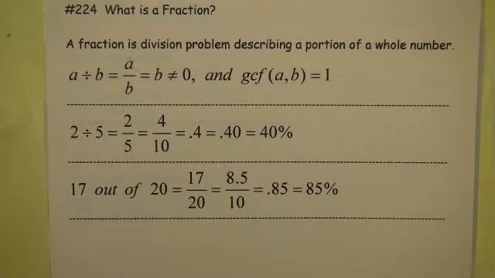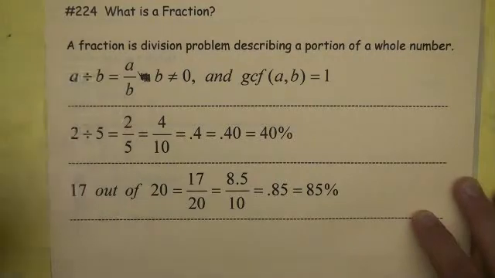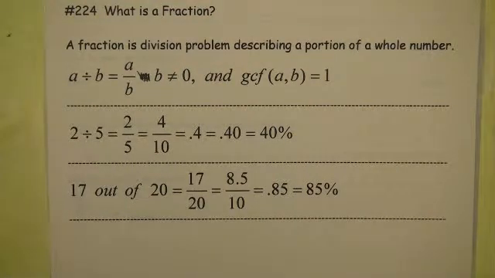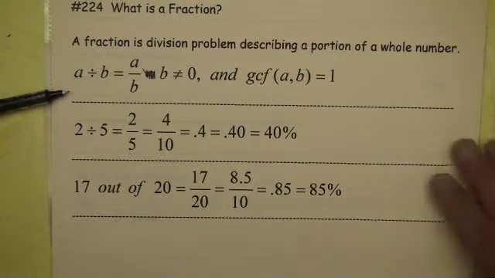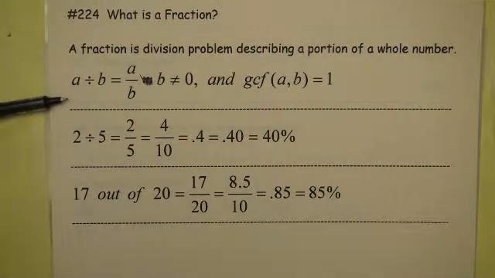And, well, this should not say equals. This should say comma or maybe semicolon. b cannot equal 0, and the GCF between a and b has to equal 1. This is the definition of a fraction. So therefore, anything that doesn't fit this mold is not considered a fraction.